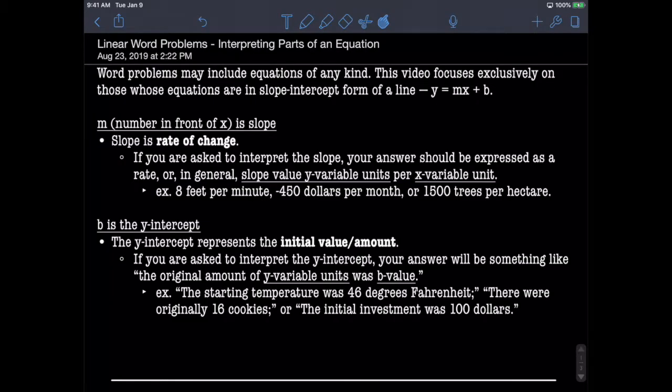Hello there! Today we're going to be talking about word problems. But instead of trying to make an equation for a situation, today we're going to be taking a look at an equation already given to us and try and figure out what it can tell us about the situation.